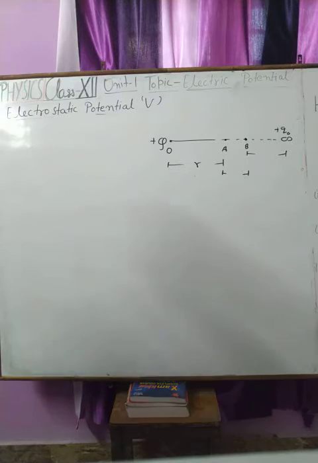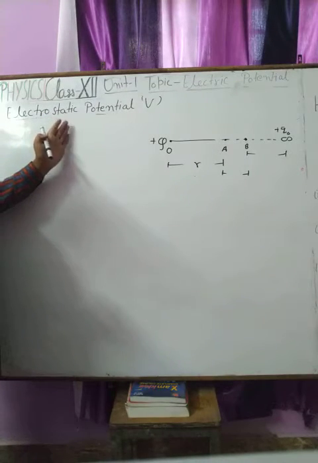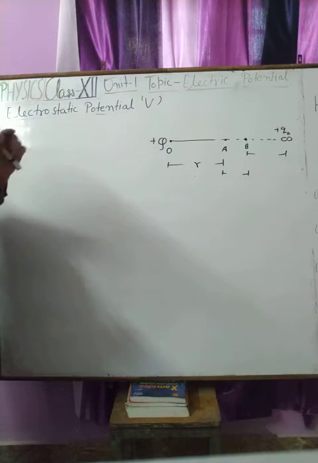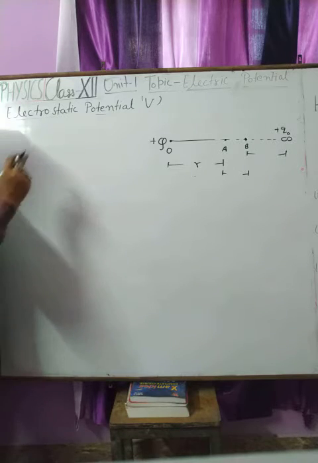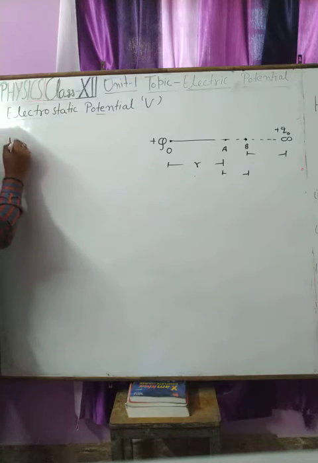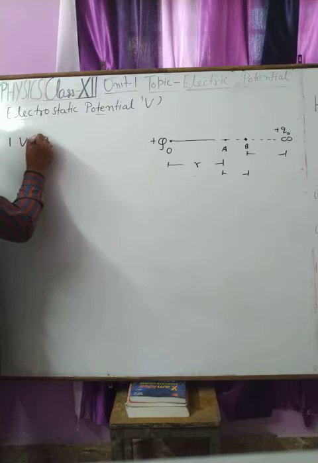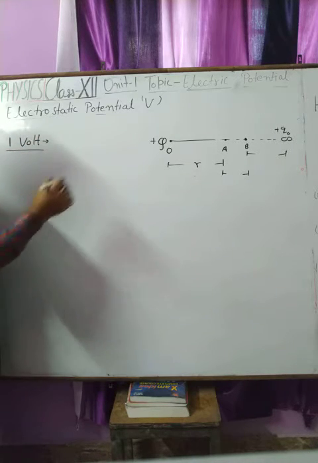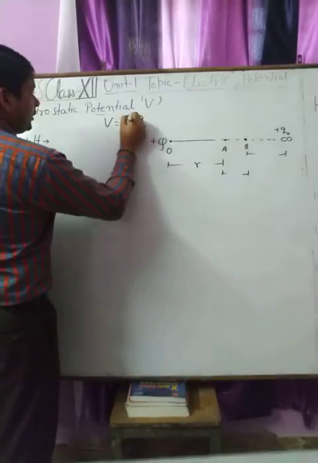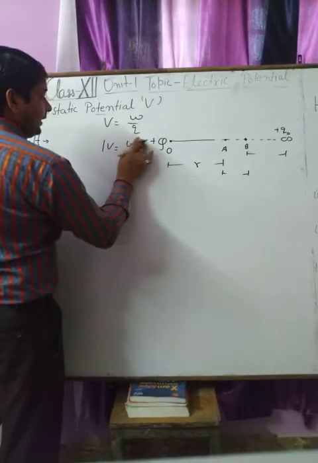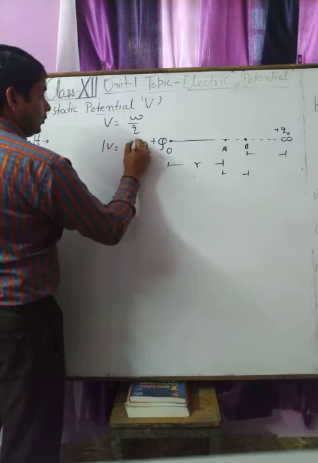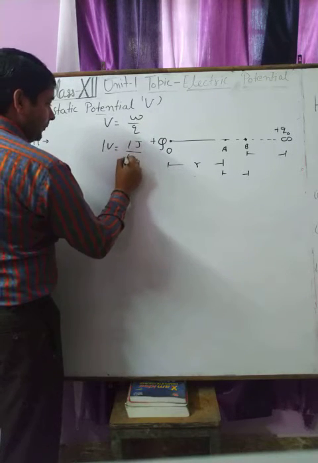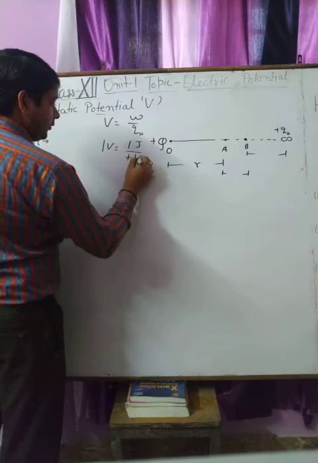Now first we define the potential at a point, or the definition of 1 volt. Student, potential is equal to W upon Q. The potential becomes 1 volt if the work done is 1 joule in bringing a unit positive test charge of 1 coulomb.